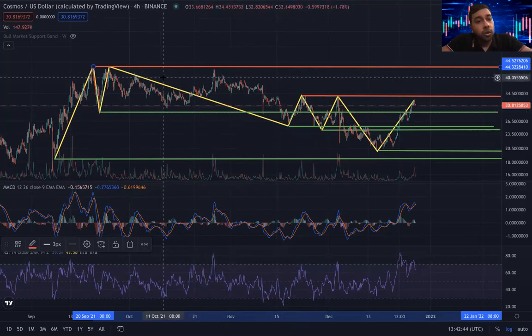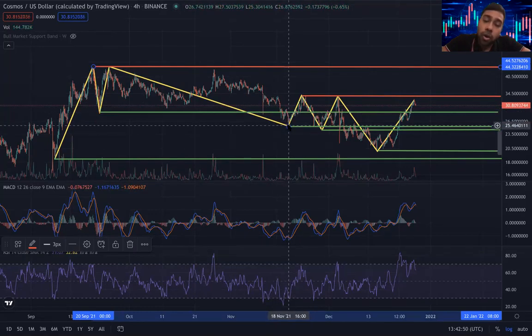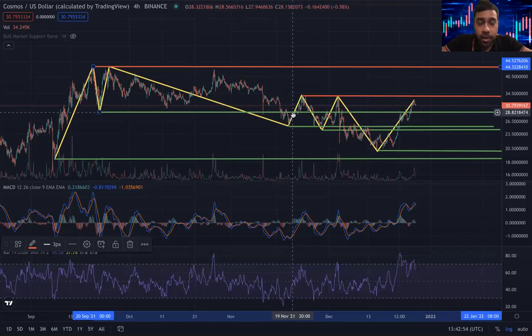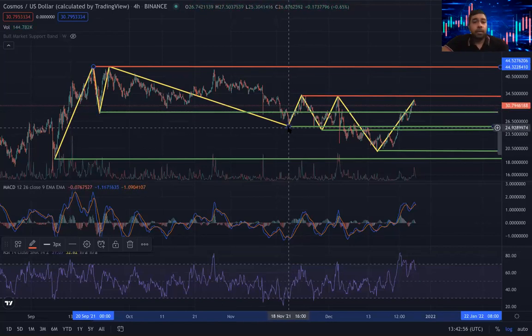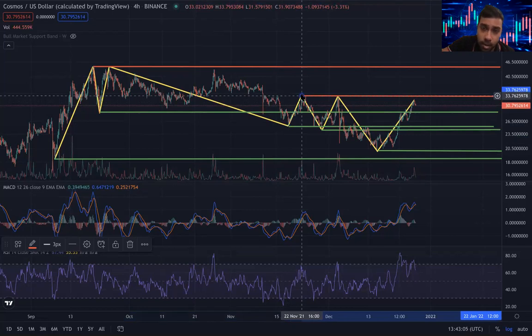Okay, so we break this here. This is the lowest we go after breaking this before we have an uptrend to go past this support line. So that means this is our next support line here, and this is our next resistance line. So we repeat that step.